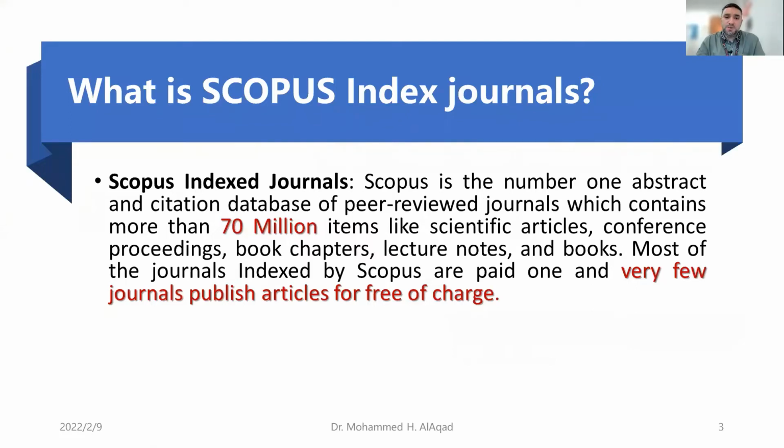Okay, what are Scopus indexed journals? Scopus, as we all know, is a number one abstract and citation database of peer-reviewed journals, which contains more than 7 million items, like scientific articles, conference proceedings, book chapters, lecture notes, handouts, books, and so many other things. Most of the journals indexed by Scopus are paid ones. Most of them, but not all of them. And very few journals publish articles free of charge.